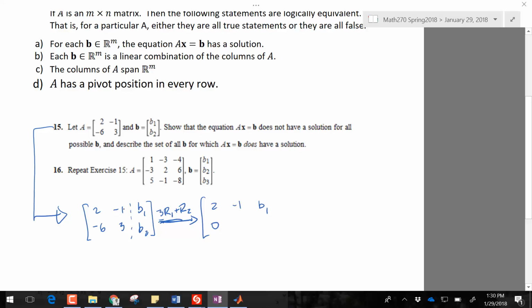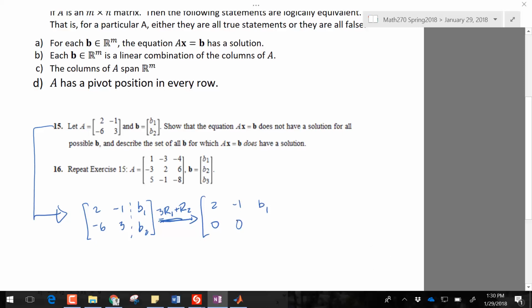So if I multiply the first one by 3, I'm going to get negative 3 added to 3, that's 0. And then I have B2 plus 3B1. So this is my solution. So we see, let's see, show that the equation AX equals B does not have a solution for all possible values of the vector B.